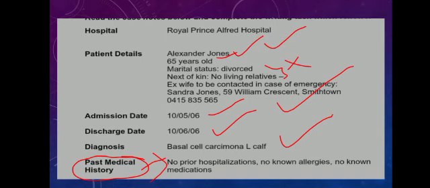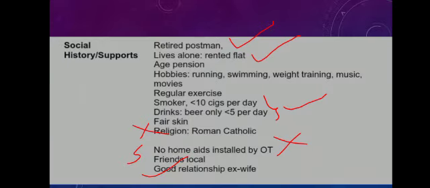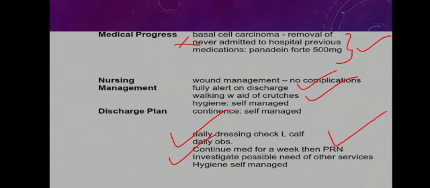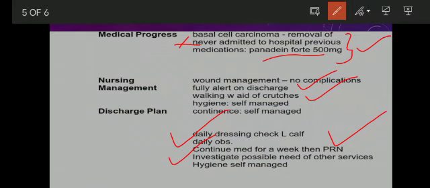So you can just write Mr. Johns was admitted to hospital on 10 May 2006 and underwent the surgery. Post-operatively, he has been managed with Panadol 500 mg. Medication is given here, right? Then you can continue with currently, right? Currently, he is fully alert and walks with the use of crutches, and all that you can write.